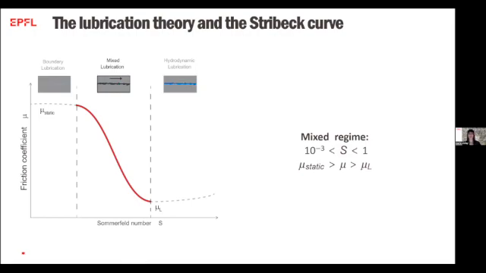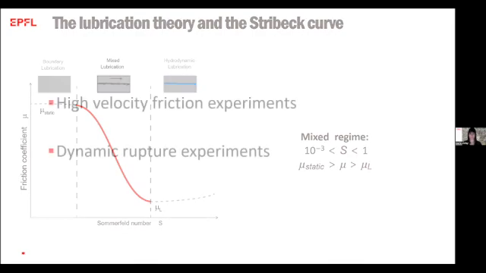And in between, the load is supported both by the fluids and the solid asperities, and we have a Sommerfeld number that is between 10⁻³ and 1, and in this case, the dynamic friction coefficient is in between the static friction coefficient and the friction coefficient of the lubricant.